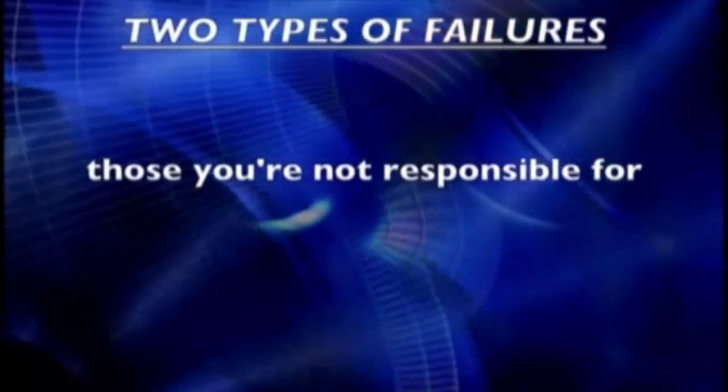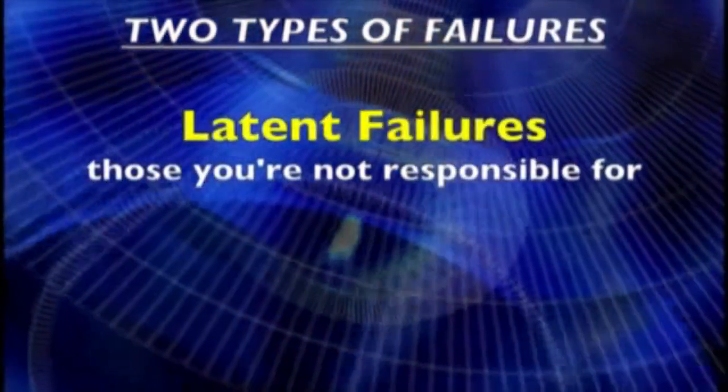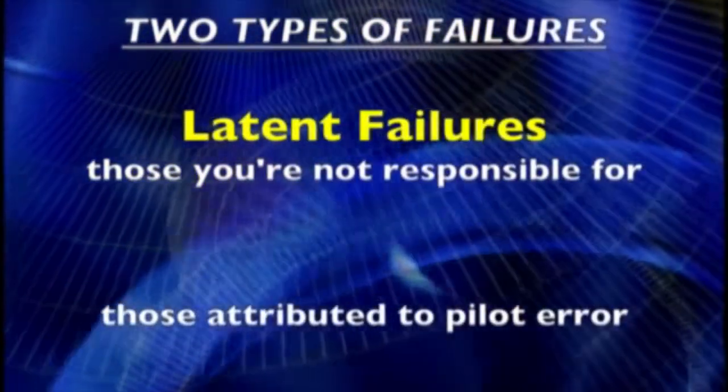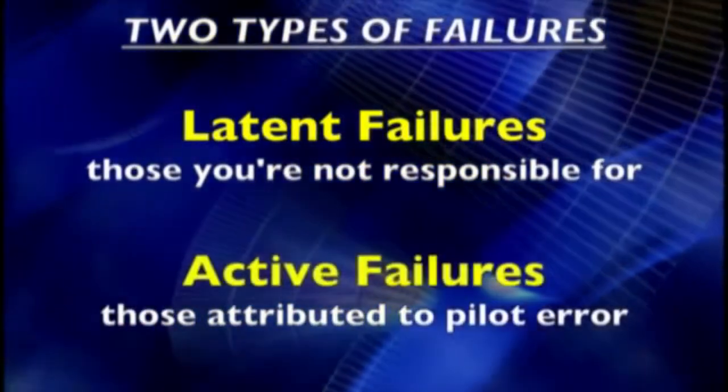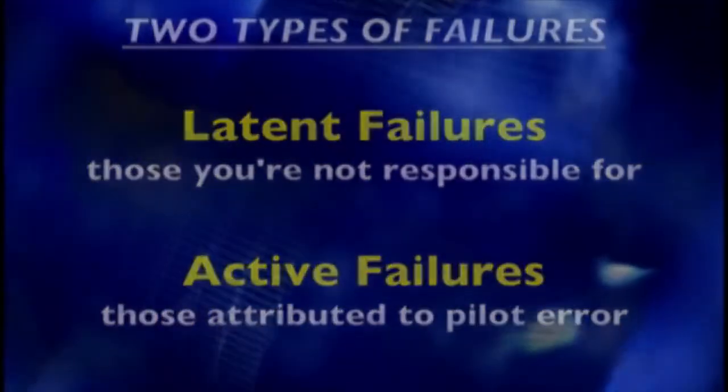Like most other accidents, CFIT results from a chain of events. Essentially, there are 2 types of failure that contribute to the chain and get a pilot into trouble: those you're not responsible for, the latent failures, and those directly attributed to pilot error, active failures. The first one, latent failures, are the deficiencies that you, the pilot, do not directly control.